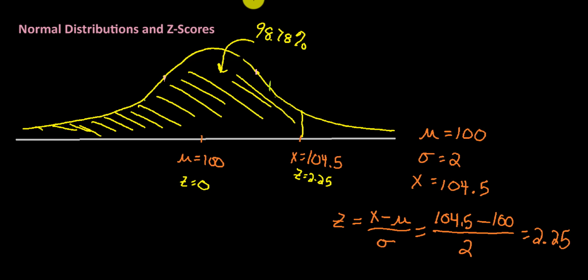And we'll talk about that later on in our course. But for now, what I want you to see is how to compute the z-score and how the z-score corresponds to a position on this normal curve, as well as the area to the left or to the right of your z-score.